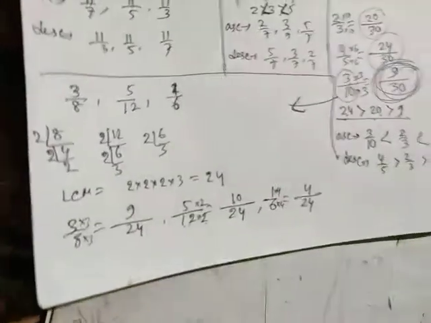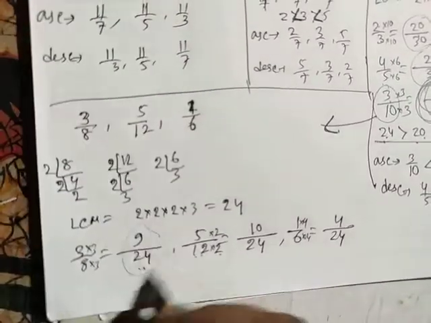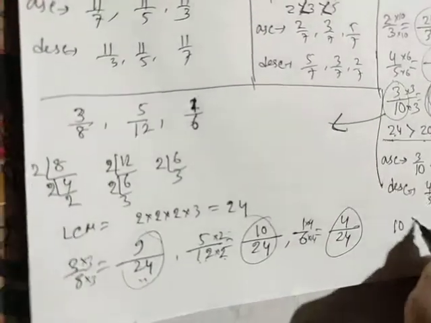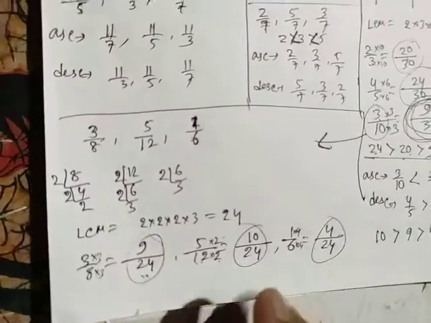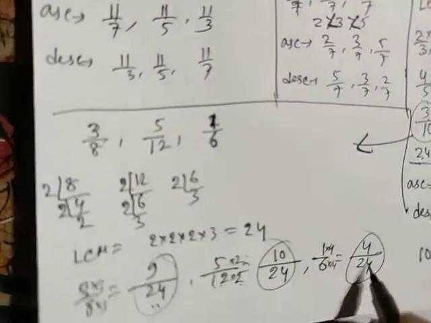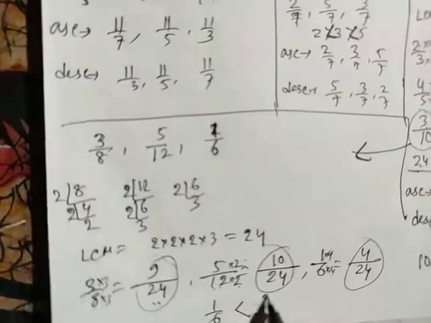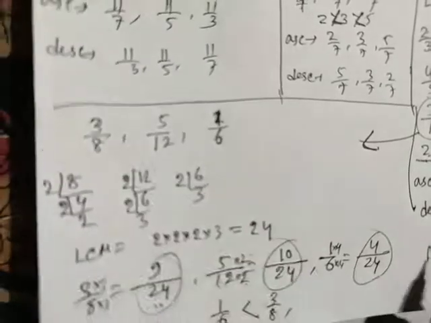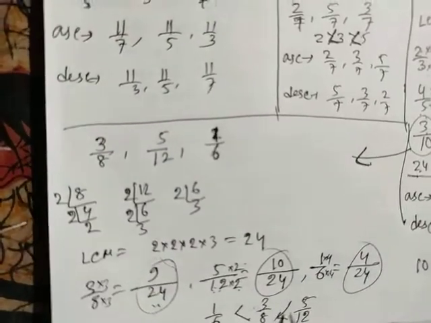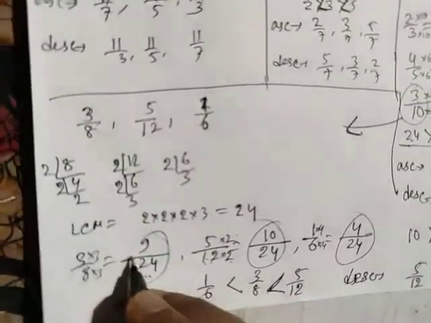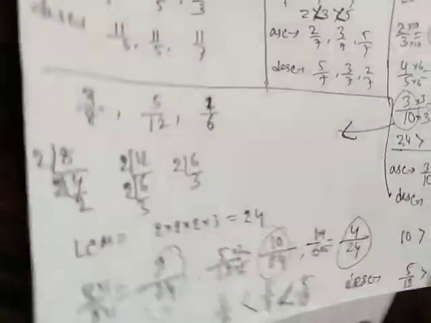Now compare these like fractions: 9 upon 24, 10 upon 24, 4 upon 24. So here 10 is the highest number, next 9, next 4. Which is the smallest fraction? The one with 4, which means 1 upon 6. So 1 upon 6 is the smallest. Next is 9, which means 3 upon 8. Next 10, which means 5 upon 12. So this is the ascending order. For descending order, 5 upon 12 is the highest, next 3 upon 8, next 1 upon 6. So this is our result.